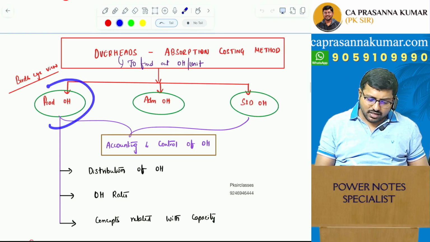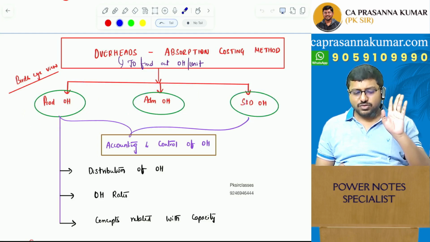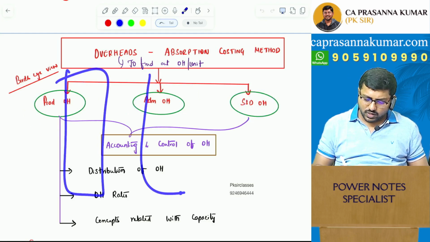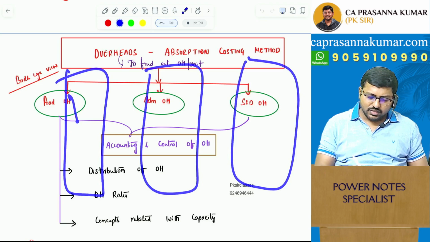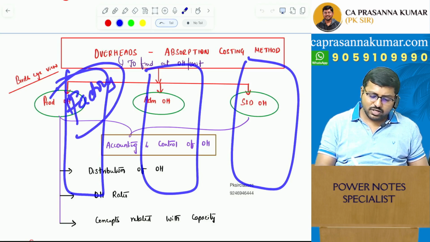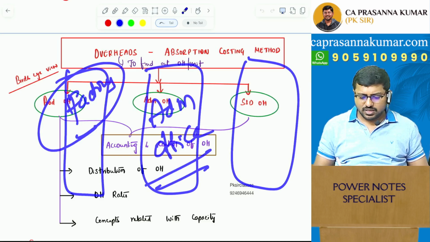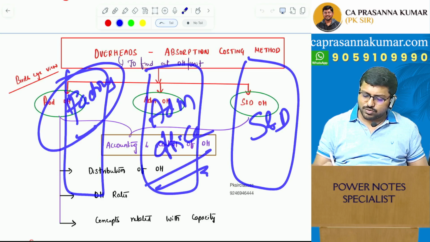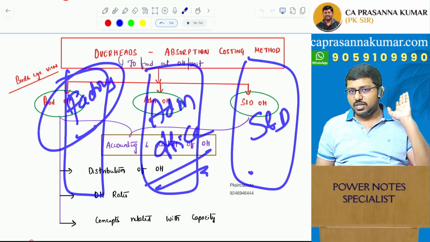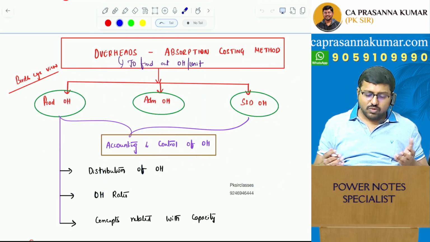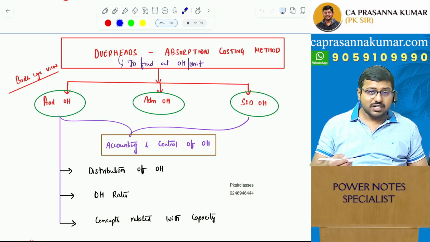So ultimately, there are three types of overheads. Always imagine three buildings when it comes to overheads. Building number one, building number two, building number three. This is the factory where all the manufacturing will happen. This is the administration building, or we can also call it the office building, where the administration work will happen. The other one is like a showroom, the selling and distribution building. So always remember three buildings. Clear? Naturally, you have three types of overheads. Three buildings, three types of overheads.